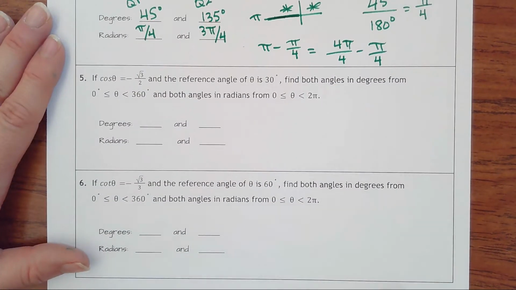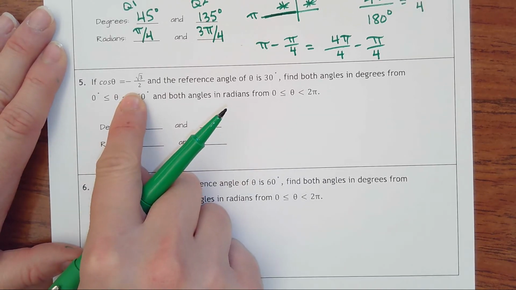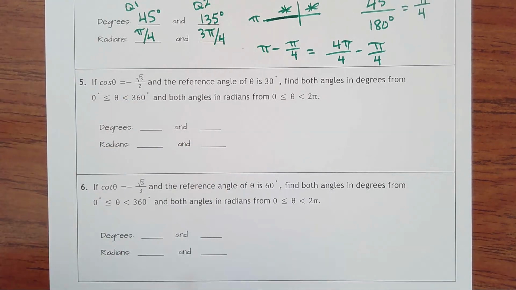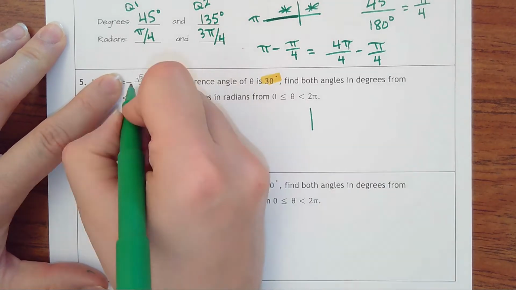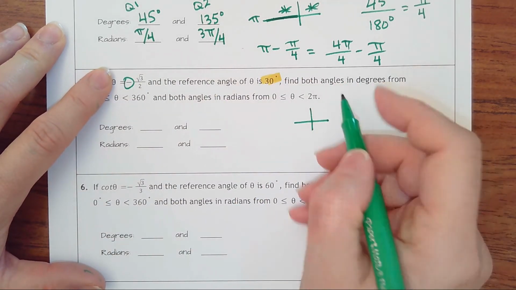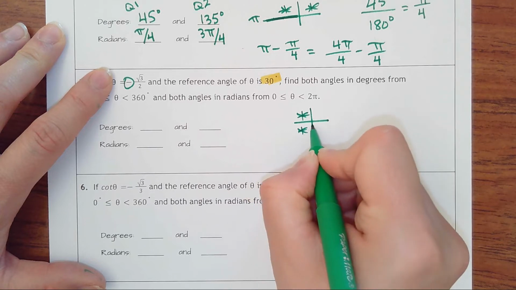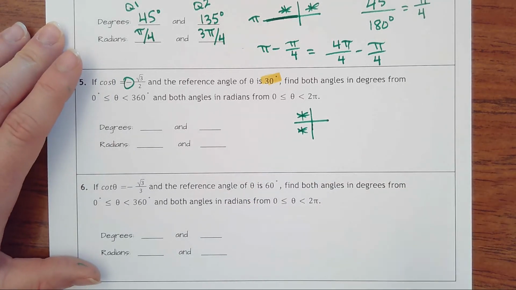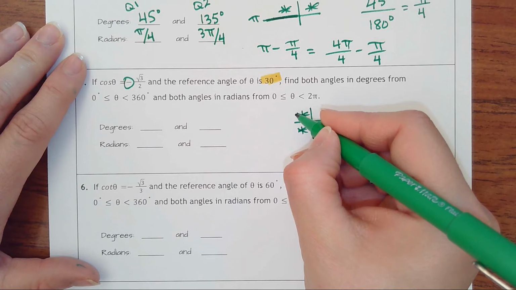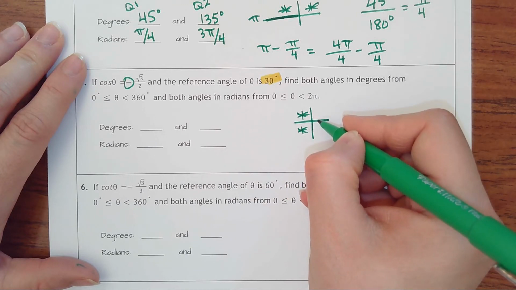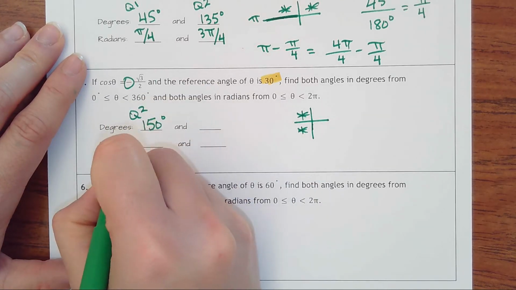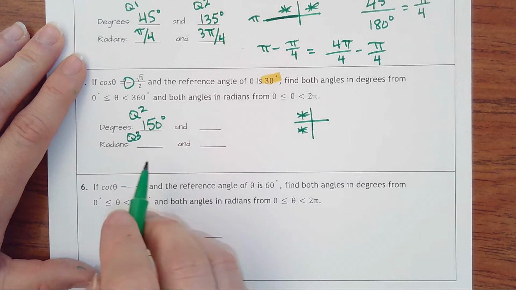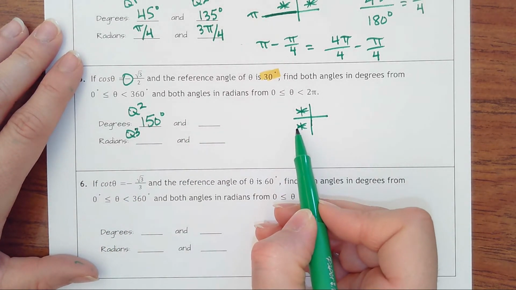Right, number 5. If cosine of theta is negative square root of 3 over 2, they're telling us the reference angle of that is a 30. Find both angles in degrees and radians. So let's think about, where is a cosine negative? That would be x values are negative here and here, quadrants 2 and 3. So I want a 30 degree reference angle. 30 degrees back from a 180 is 150. And 30 degrees past a 180 is 210.